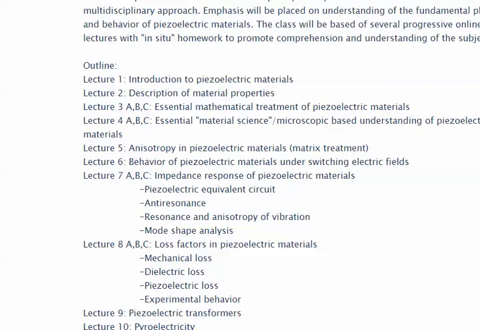What are the different material properties? How are they measured? What is their anisotropic behavior? What is the microscopic origin of the different properties? What is the effect of electric fields and mechanical strain on piezoelectric materials? And I'll be describing some interesting topics which I feel are not clearly described in the literature or in university lectures, such as the impedance response of piezoelectric materials, the response in an AC field, describing phenomena such as anti-resonance, which actually took me a couple of years to figure out.